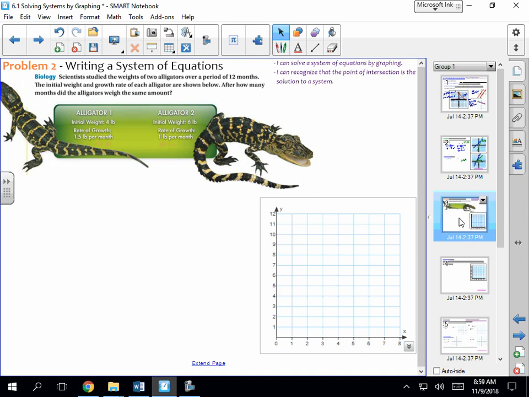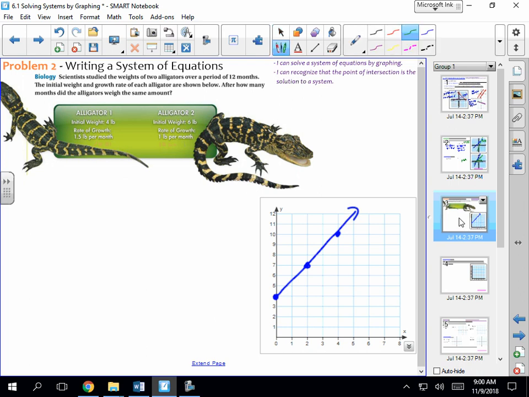Okay. So this one says alligator 1 has an initial weight of 4 pounds. So we're going to put a dot right at the 4 on the y-axis. That's his initial weight. His rate of growth is a fractional rate of growth, right? It's 1.5 pounds per month. So what I would do is maybe go by 2-month increments. In 2 months, he would grow 3 pounds up to 7. You with me? So 1.5 pounds per month. In 2 months, go up to 7. And then 2 more months later, he would be up to 10. And then we'll draw a line through those 3 points.